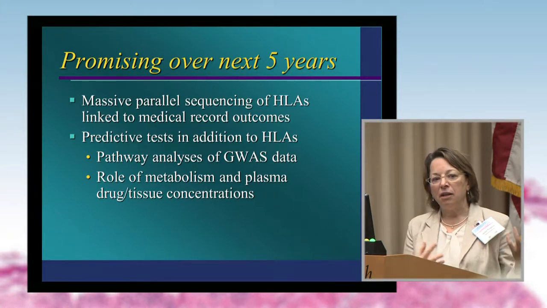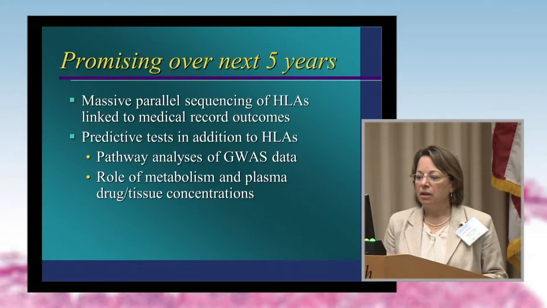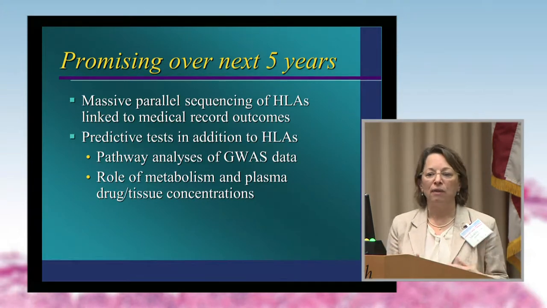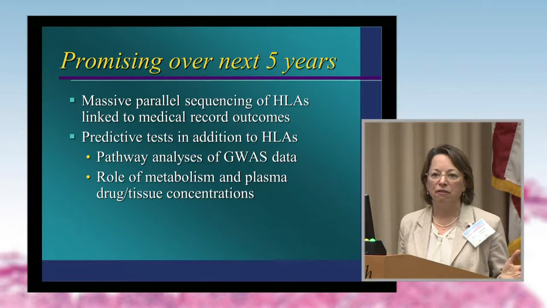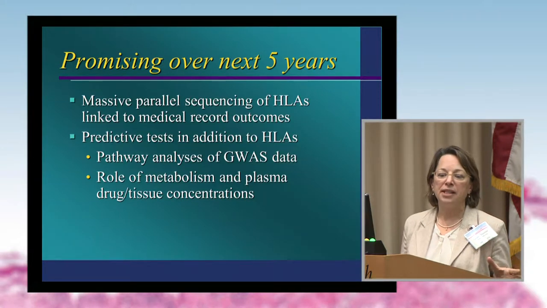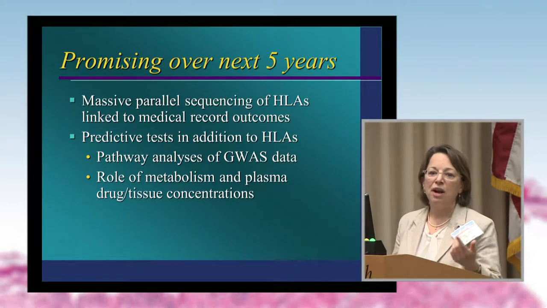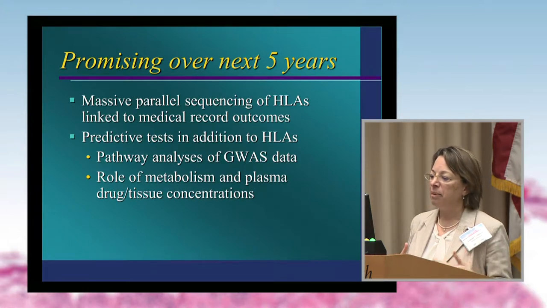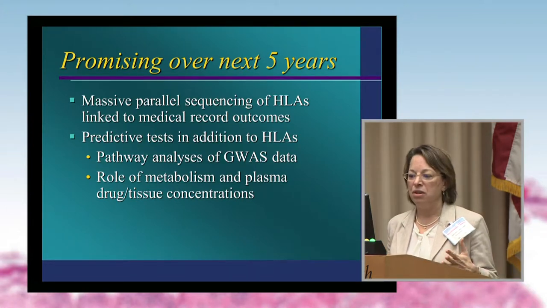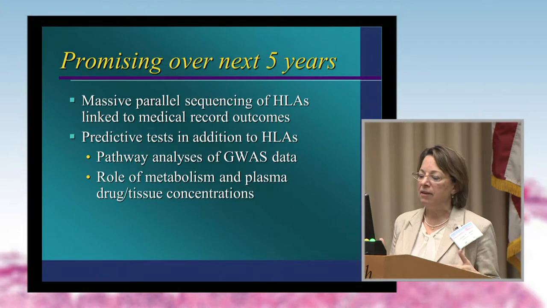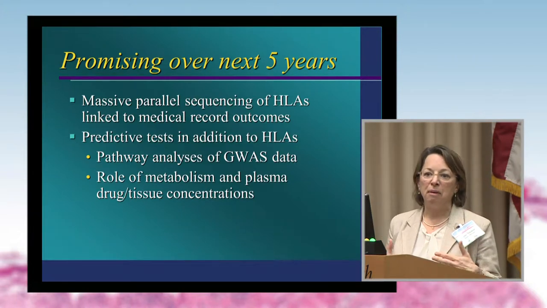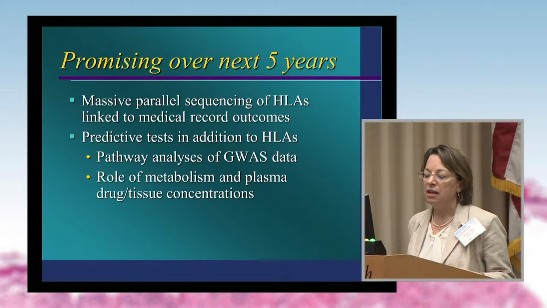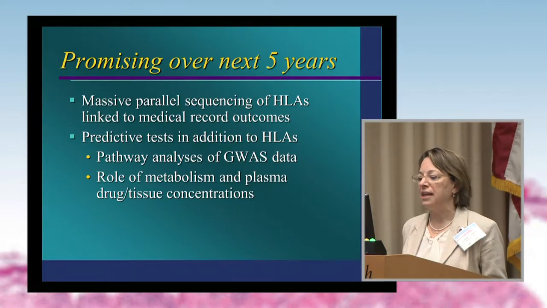And I think in the larger group, it was talked about massive parallel sequencing of HLAs linked to medical records outcomes. So you've got this background of genotyping that's already in place as you go forward, rather than trying to work backwards after the reaction occurs. And the buy-in for that is that, as someone pointed out yesterday, these HLAs have relevance for many, many diseases, not just rare adverse drug outcomes. And so there should be a drive for that to happen.